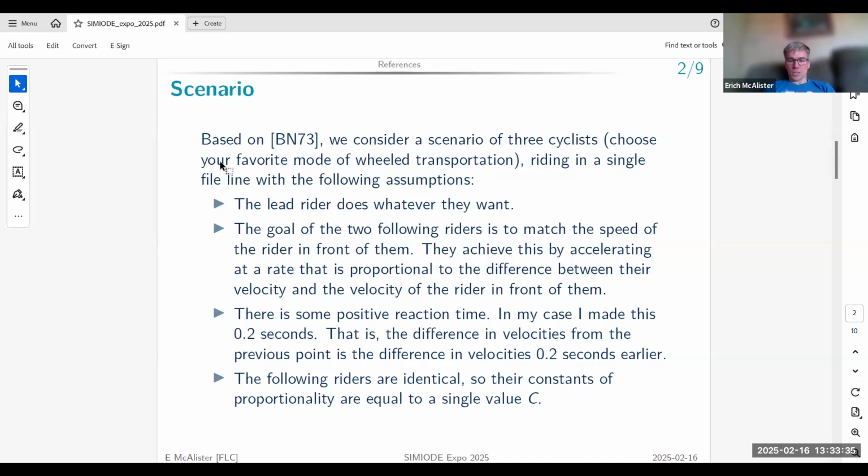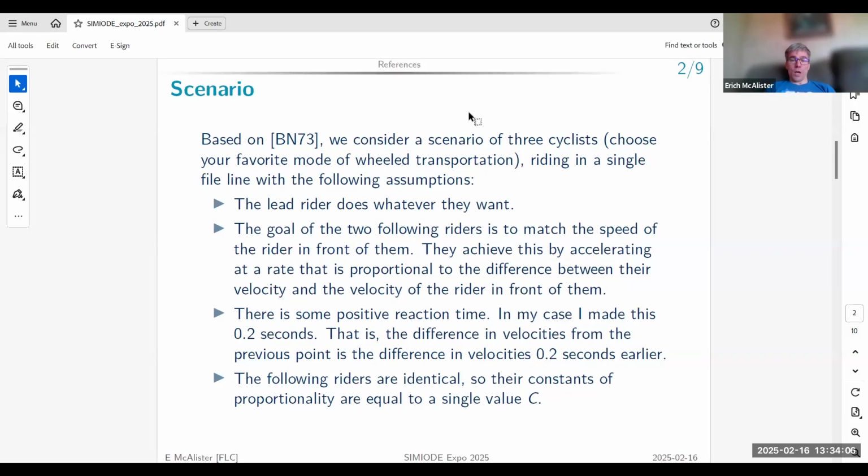So this is actually the source article for this scenario. It's about traffic flow using the Laplace transform. This is something that's going to come clearly after we've introduced the Laplace transform, but instead of cars following each other, we have three cyclists riding in a single file line. The lead rider does whatever they want. So in this scenario, they briefly accelerate and then stop accelerating.